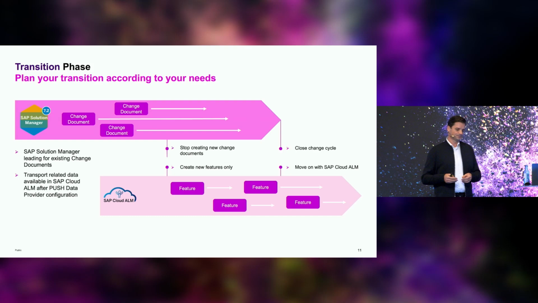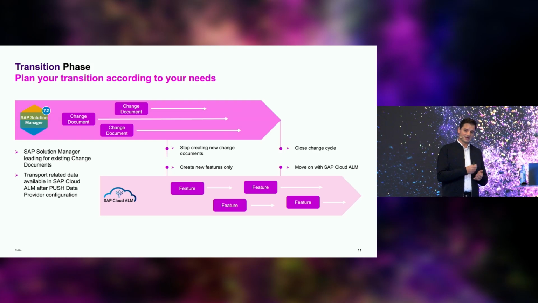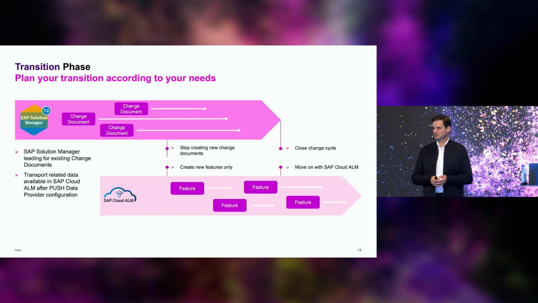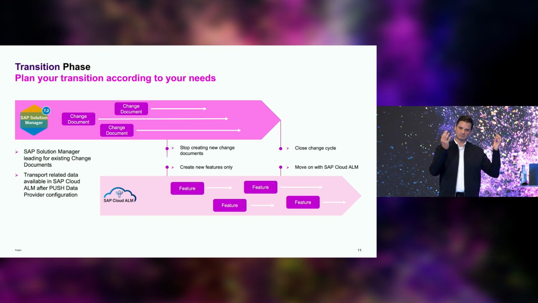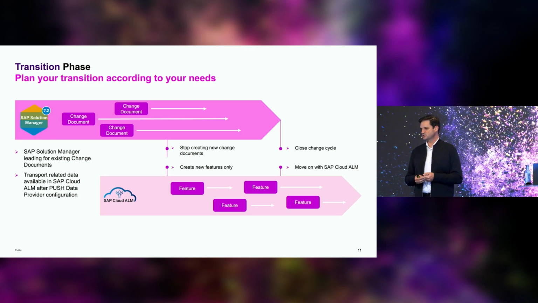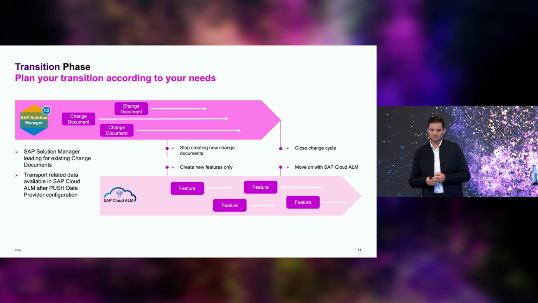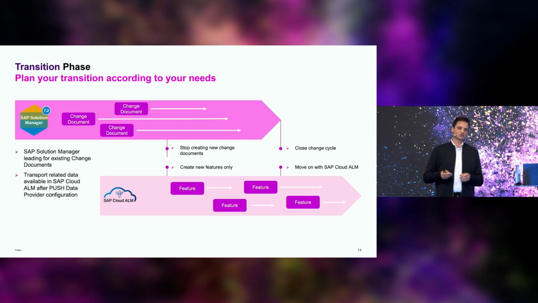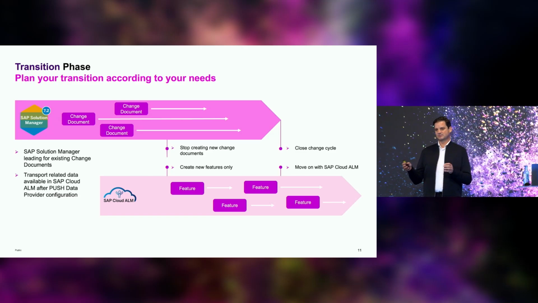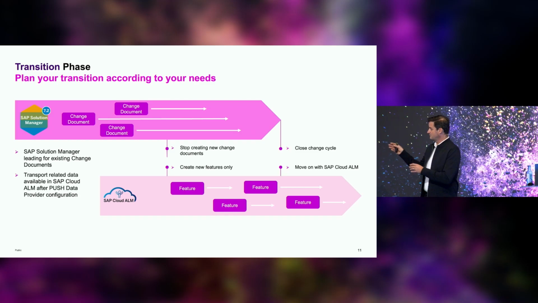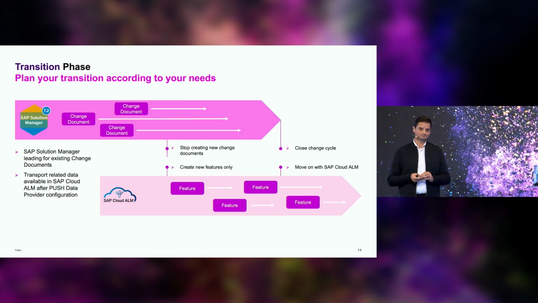Which means the information from Solution Manager, you're running the project in Solution Manager for change and deployment management, well, since years or since decades. So all that transport information is available in Solution Manager anyhow. On top, as soon as you connect the Cloud ALM system and the push data provider was run for the first time, you have the information about the transports available in Cloud ALM as well.